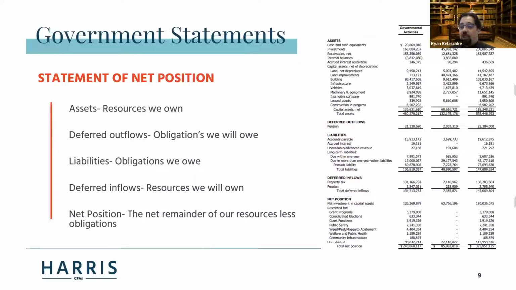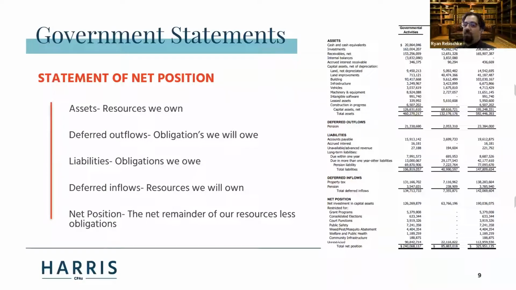Deferred outflows are effectively obligations we will owe. These are things that as of right now, we don't have to pay them, but we know we will at one point. Usually this is a pension obligation. All your employees are paying into their pension, and then there's that employer portion that the government entity covers. That is what you would see in those deferred outflows. So it's an amount that we don't know now, but we will owe. And so it kind of sits there between assets and liabilities. Liabilities are obligations that we owe.